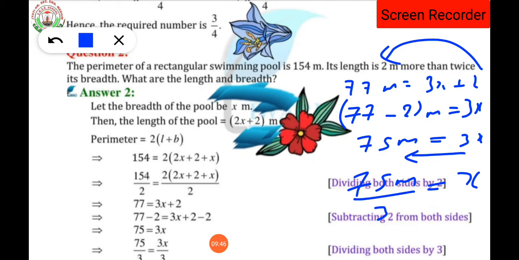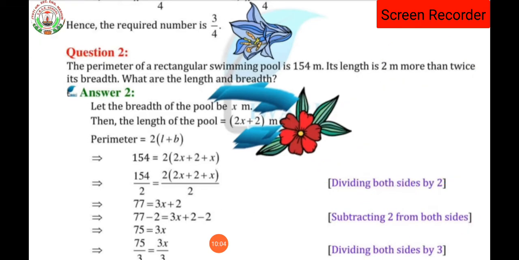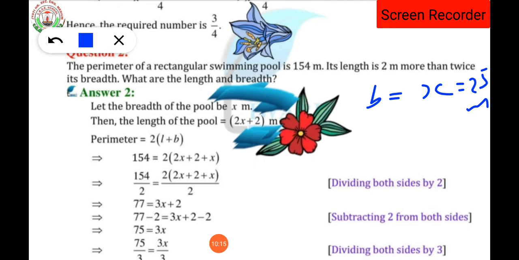Divided by the table of 3, what will you get? 3 ones are 3, 3 twos are 6, that means 2 times. 1 is left, that will be 15. 15 comes in the table of 3, 5 times. So the answer will be 25 equals x. So what is the x value? x, that means the breadth, we had considered as x. So the x value we found is 25 meters. Have you understood the value of x we have got? The value of x, which is the breadth, is 25 meters.